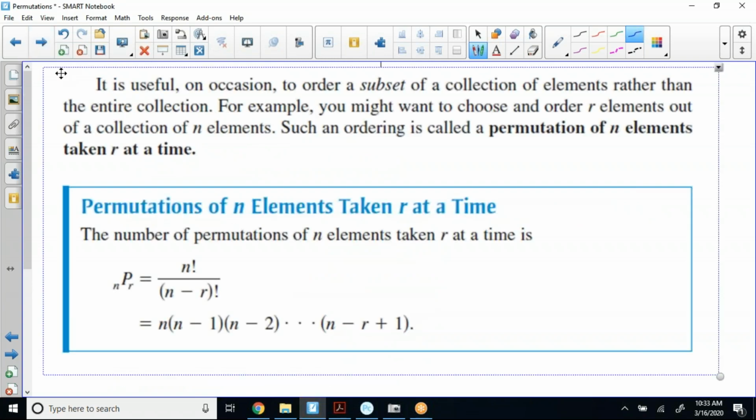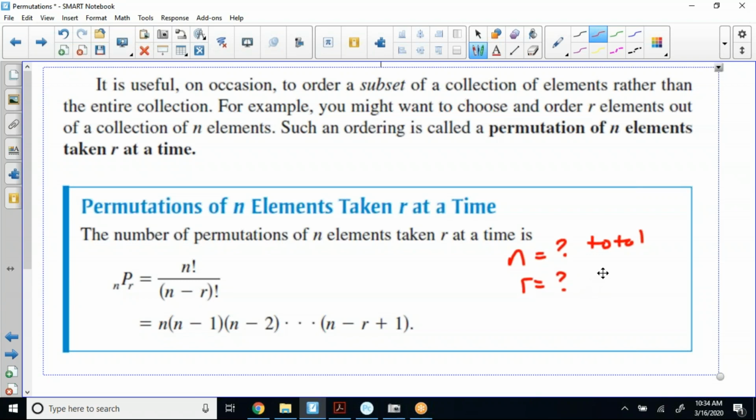So I want to show you the equation that we're going to use for permutations. It's nPr, n elements taken r at a time. N is the total number of elements. R is how many you want. Once we determine what N is and what R is, remember N is always the total, and R is how many of those you want at a time.